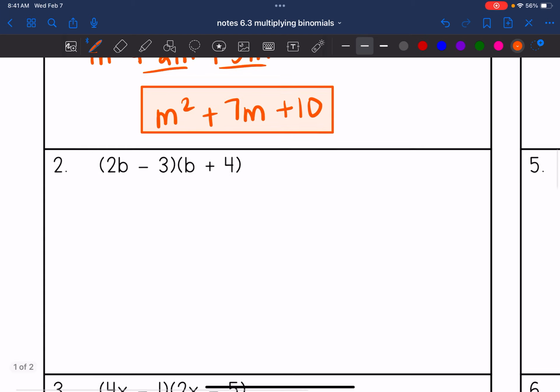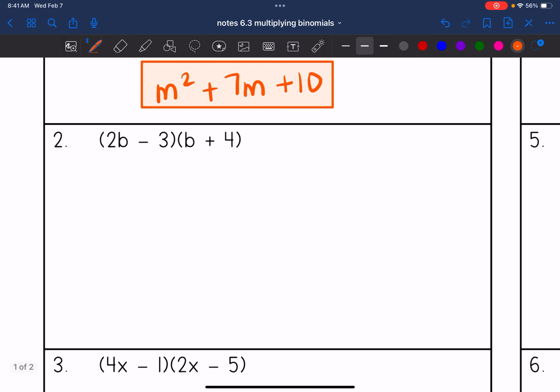Okay, next one, 2b minus 3 times b plus 4. So first term, 2b, needs to get multiplied to the entire second binomial, so times b plus 4. Then our second term, minus 3, needs to get multiplied to the entire second binomial.